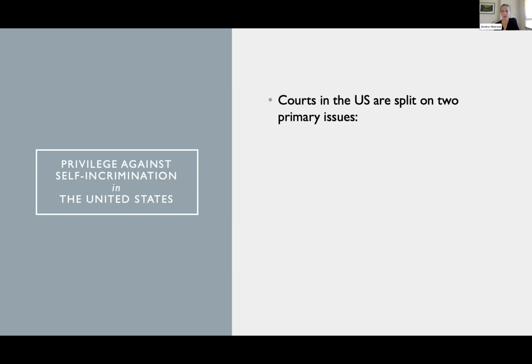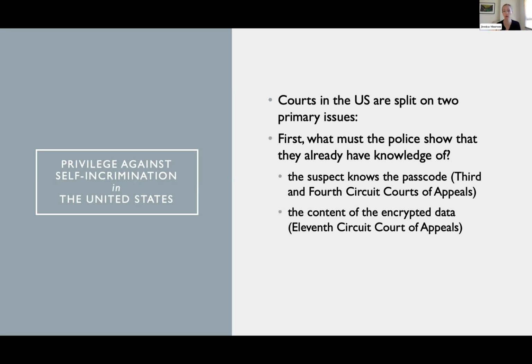Courts in the US are split, though, on two primary issues. The first is, what must the foregone conclusion be? So for example, in our case with the suspect with the laptop, do the police just have to show that they know the suspect knows the passcode? That's easy to show because the computer is in the suspect's possession. It might be even easier because his name comes up when they open the laptop, or it's been assigned to him by his office, etc. So they already probably know that the suspect knows the passcode.